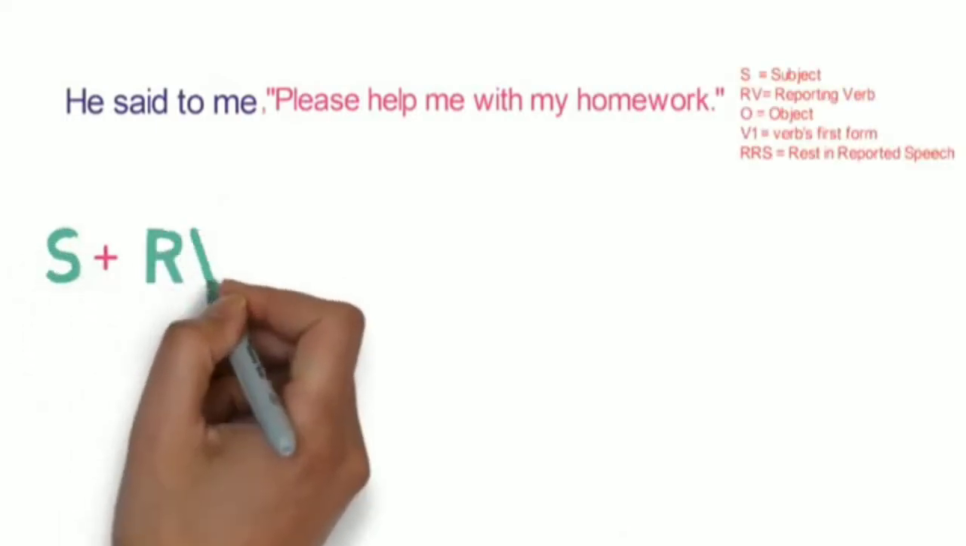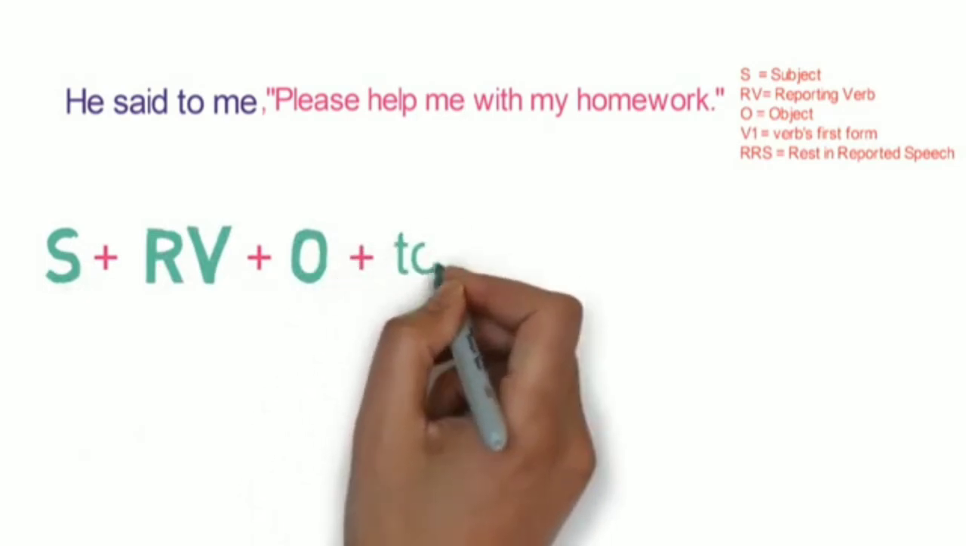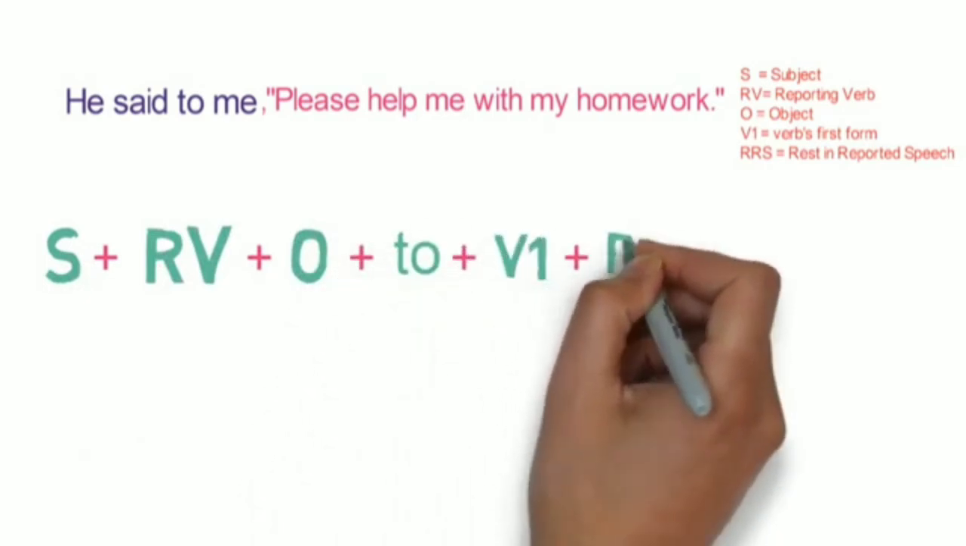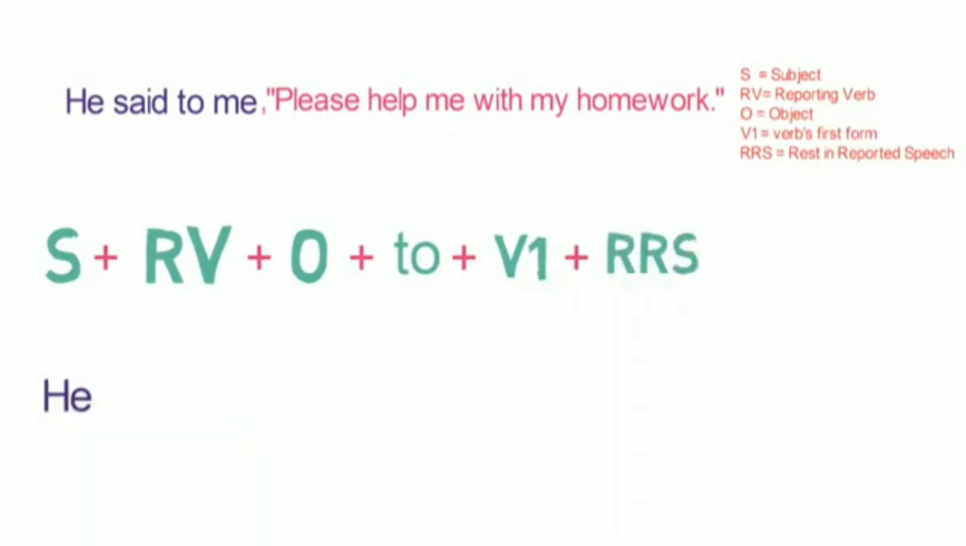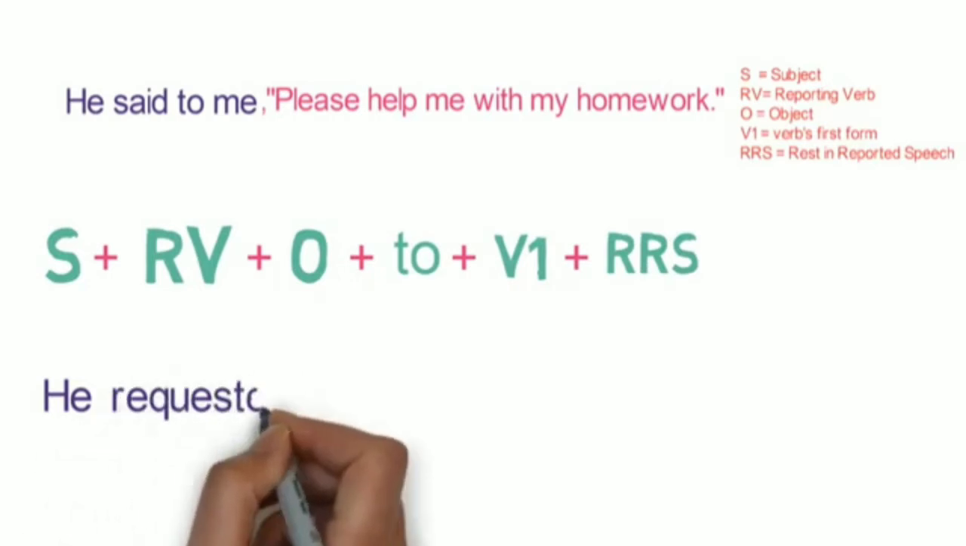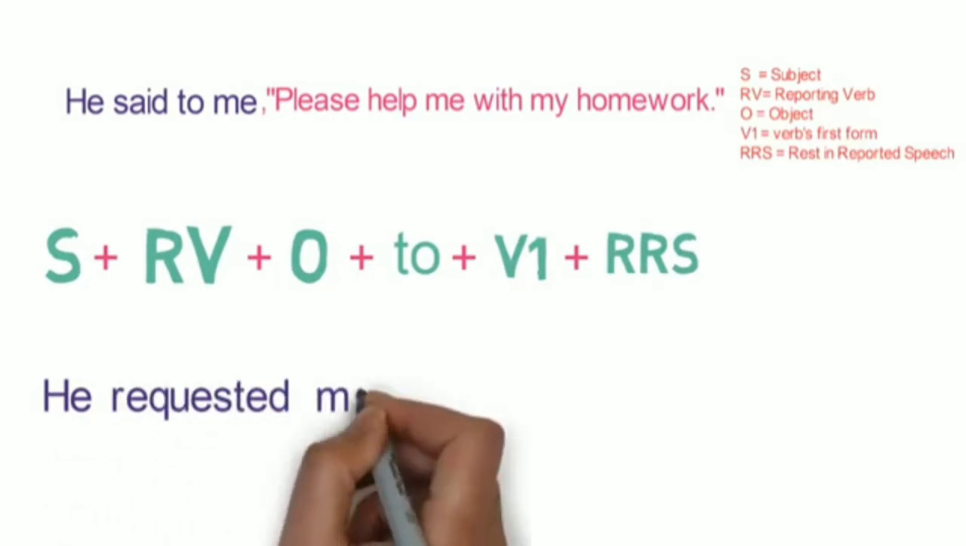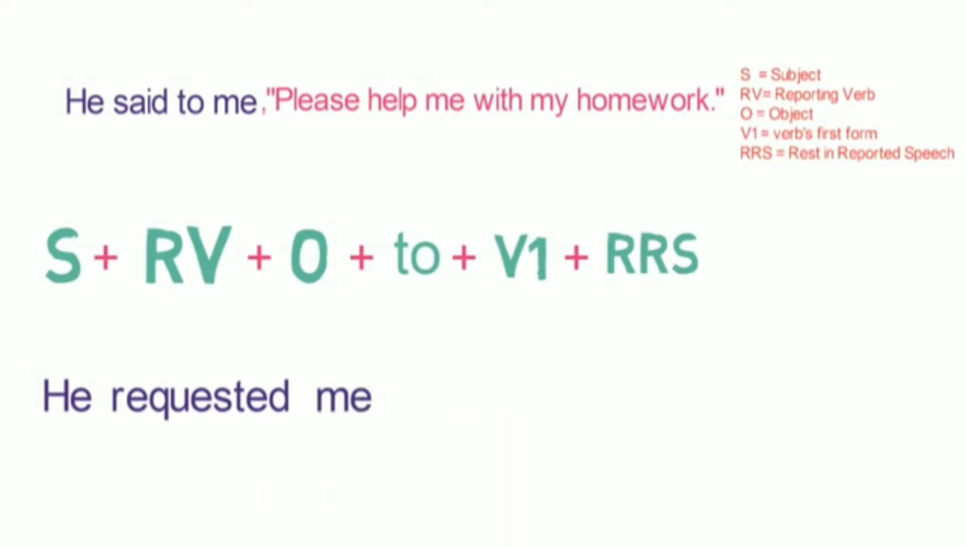Example number 2. He said to me, "Please help me with my homework." Our structure is subject plus reporting verb plus object plus to plus verb's first form plus remaining part in the reported speech. The subject is he. As per the sense or the meaning, he is requesting me. So reporting verb will be requested. The object is me. Then we will remove the word please as we learned in our rules.